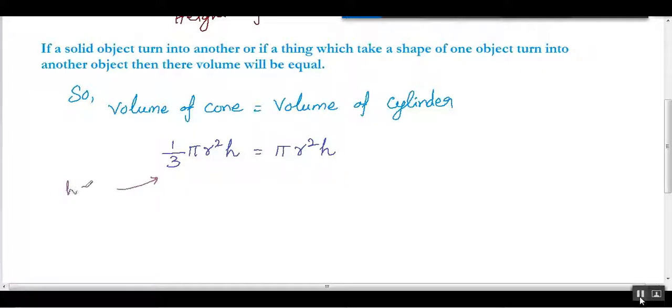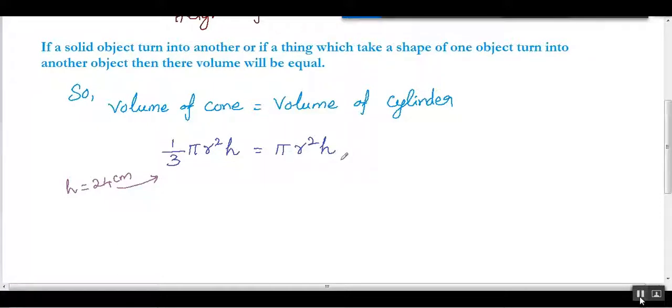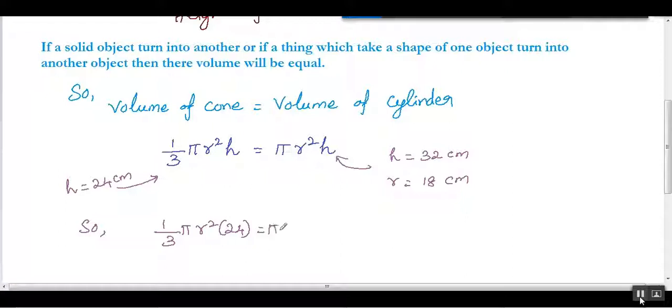See here, for the volume of the cone, the height is 24 centimeters and we need to find the radius. In the cylinder, the height is 32 centimeter and the radius is 18 centimeter. So plug these values into the formula. So 1 by 3 pi r square times the h value 24 equals pi into 18 square into 32.